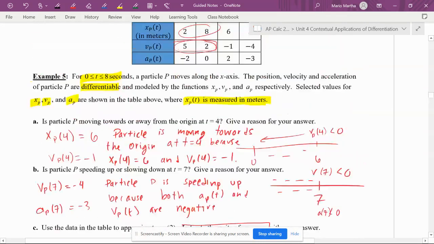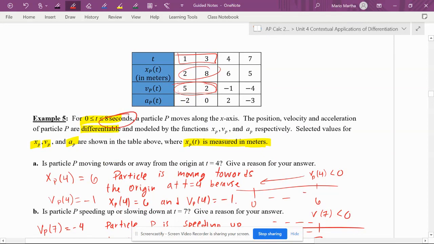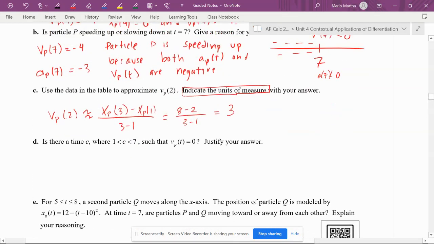Yeah, it's seconds. It says right there, it's seconds. Okay, so here we're going to say, since the top number represents distance, those are the meters per second. All right. Is there a time c, where c is between 1 and 7, such that v of p of t is equal to 0? Justify your answer. Now here is one of the things that you have to know, right?